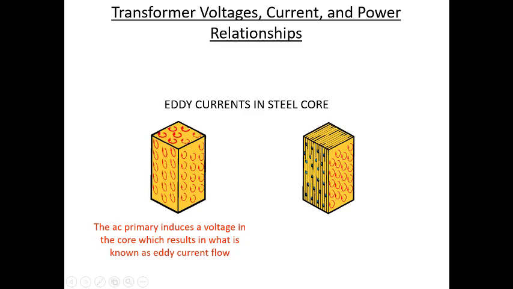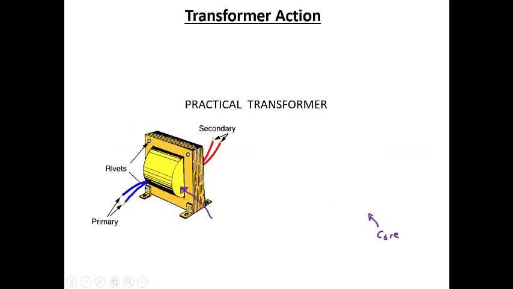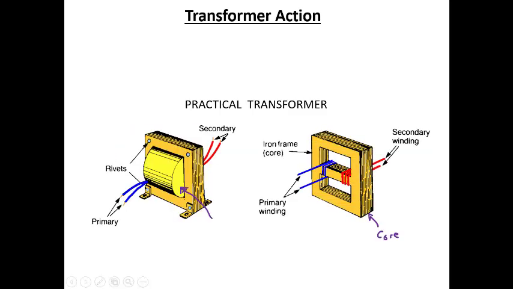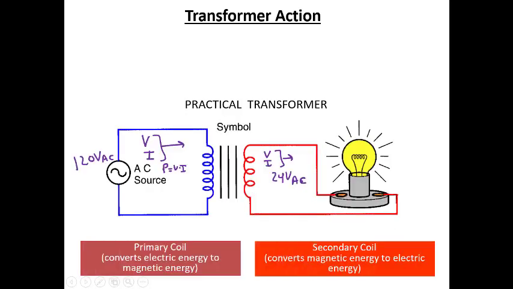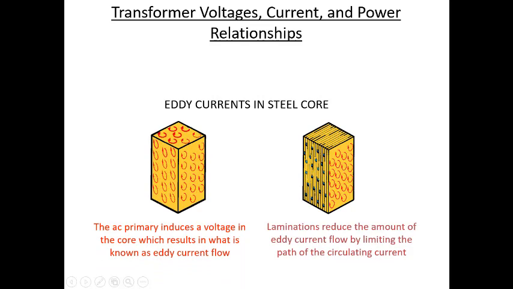And so the reason why we care about eddy currents is, when they make the transformers, if we go back up here and look at the transformer, you'll always notice that they have these laminated plates. The reason why they have the laminated plates is for the eddy currents. And so the laminations reduce the amount of eddy current flow by limiting the path of the circulating current.